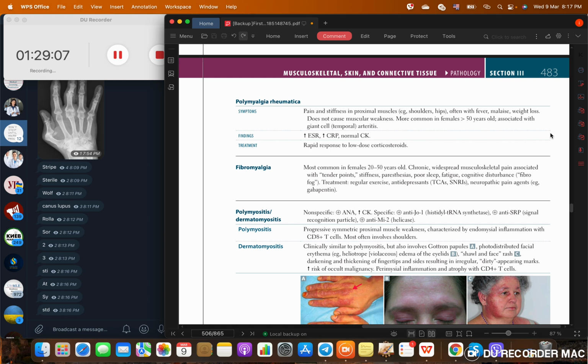It's associated with giant cell temporal arteritis. So symptoms include pain and stiffness in the proximal muscle, such as the shoulder or the hip. Often present with fever, malaise, weight loss, and does not cause muscle weakness.